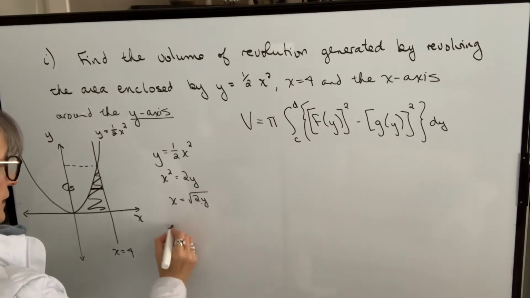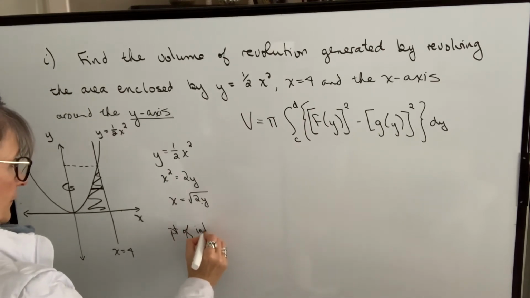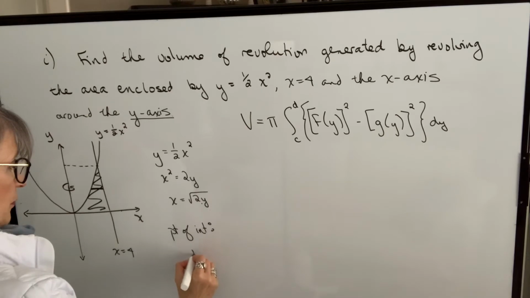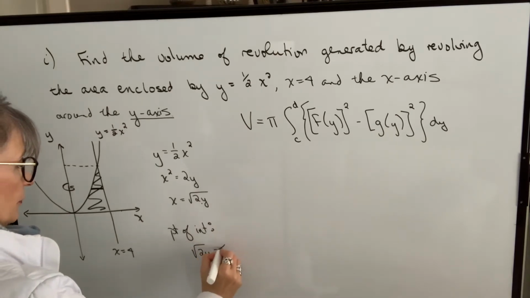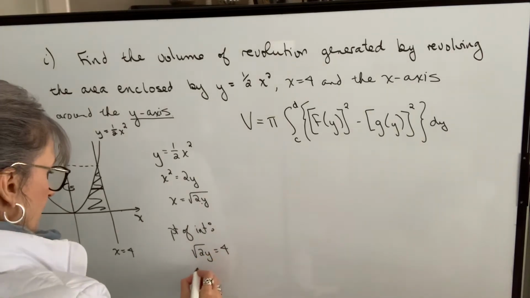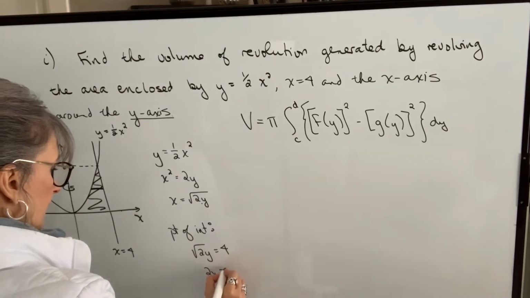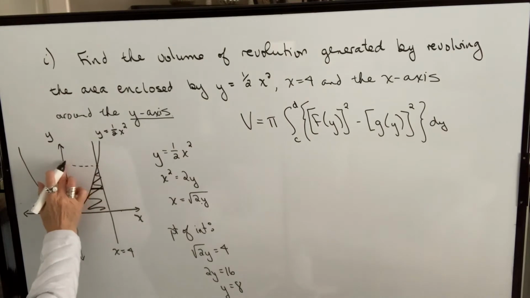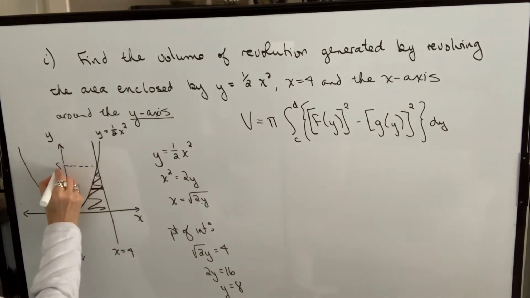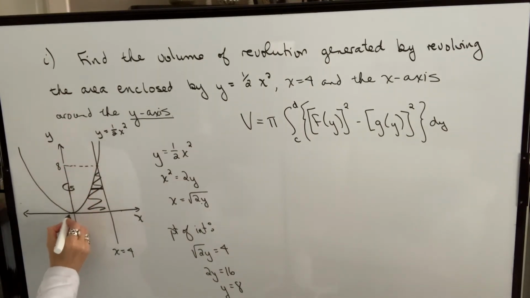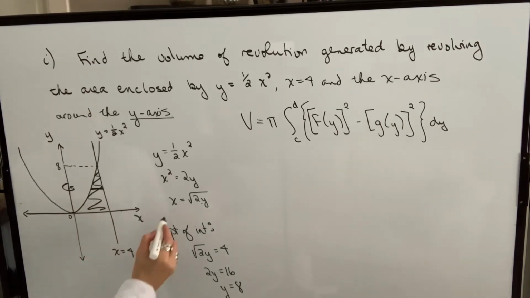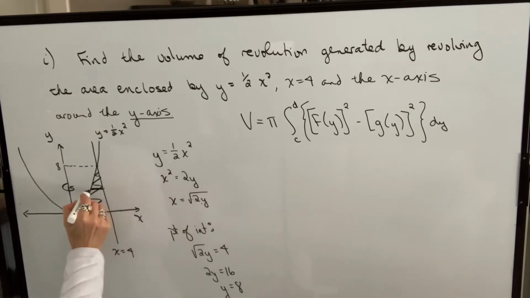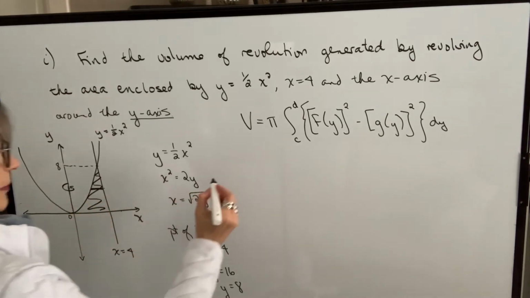So points of intersection will be when the square root of 2y is equal to 4. We square both sides and we divide by 2. So this y value here is 8, and we know that this y value is 0. So we've got the limits for our integral, and we've got our two functions, this function x equals 4 and this function x equals square root of 2y. We plug into our formula.